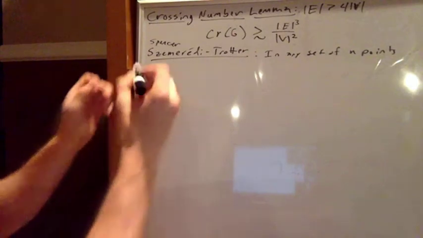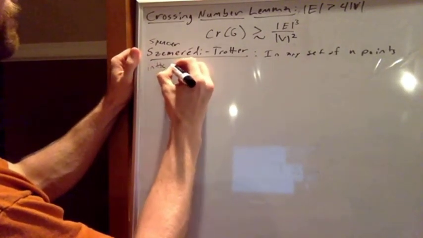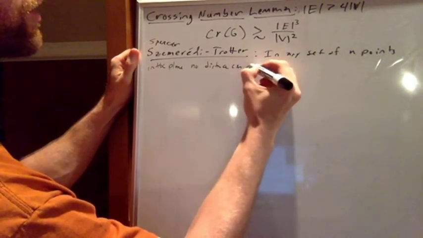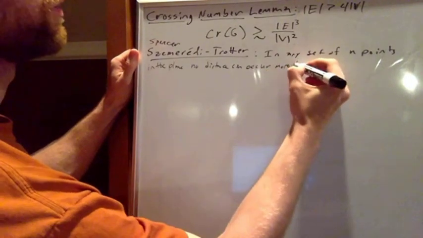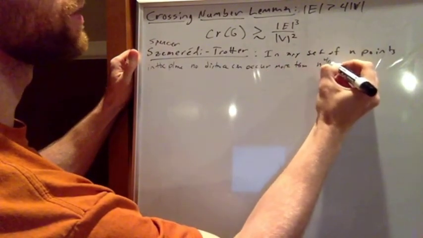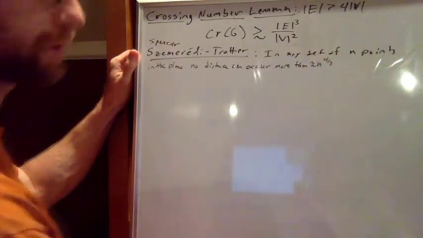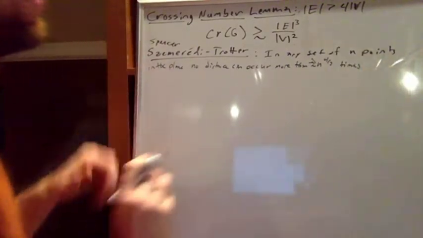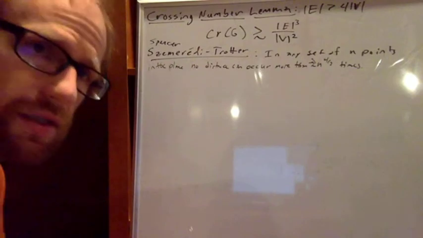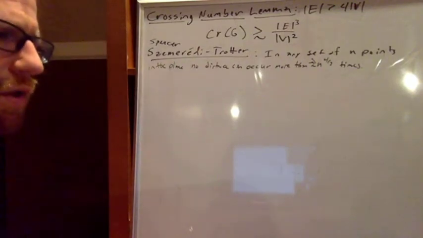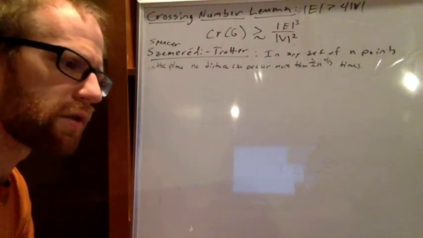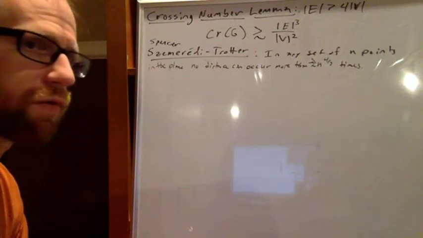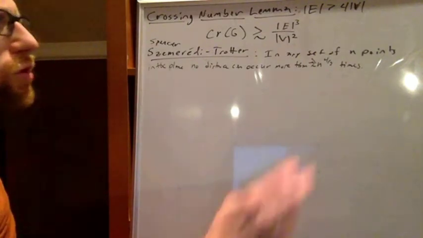So in any set of n points in the plane, no distance can occur more than n to the 4/3 times. And this is approximate, so no more than, squiggly, n to the 4/3 times. And I want to point out that this is related to Erdős's unit distance problem. He conjectured that the most often that any particular distance could occur in a set of n points in the plane would be something around linear, and so something around n to the 1. And so far, this is the best result we have.